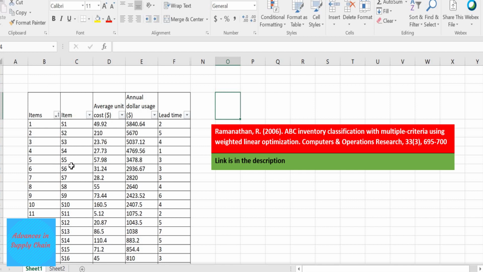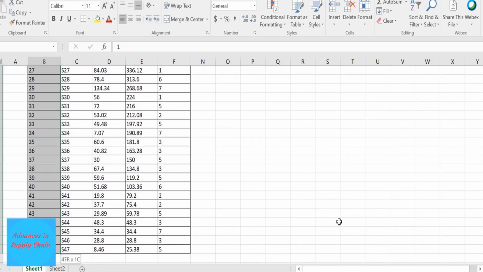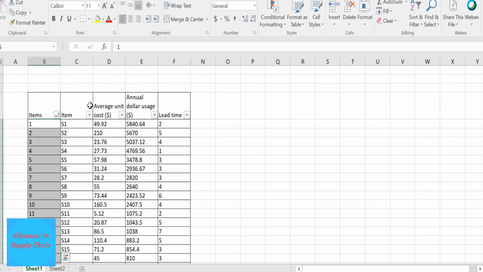The data contains average unit cost, annual dollar usage, and lead time for 47 items. These are the three criteria we are using in the multi-criteria example.